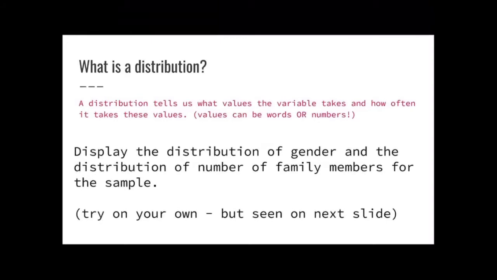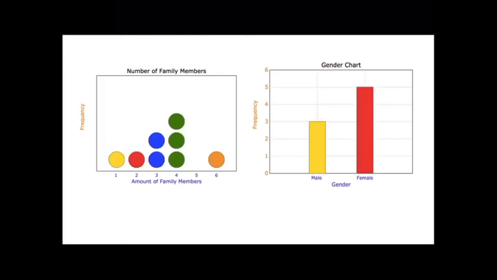So next what I want you to do is display the distribution of gender and the distribution of number of family members for the sample. So go back and look at that sample of the census and figure out how you would display the genders and how you would display the number of family members. Give it a try, and then let's look at the next slide to see what I did. So notice how for number of family members, I used a dot plot, yet with the genders, I used a bar graph.